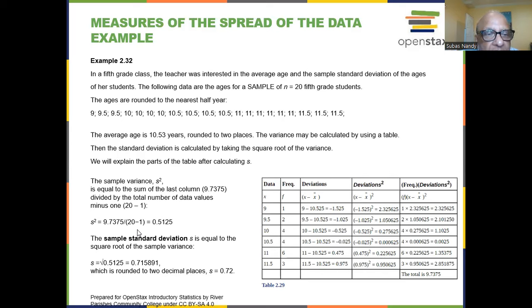So here, in a fifth grade class, the teacher was interested in the average age and sample standard deviation of the ages of the students. The following data are the ages of a sample of n equal to 20. Sample of 20, so we are interested in Sx. Anyway, we first clear the data: second, plus, and then 4. Clear all lists, done. Then stat, 1. In L1, I'm going to type in this information.